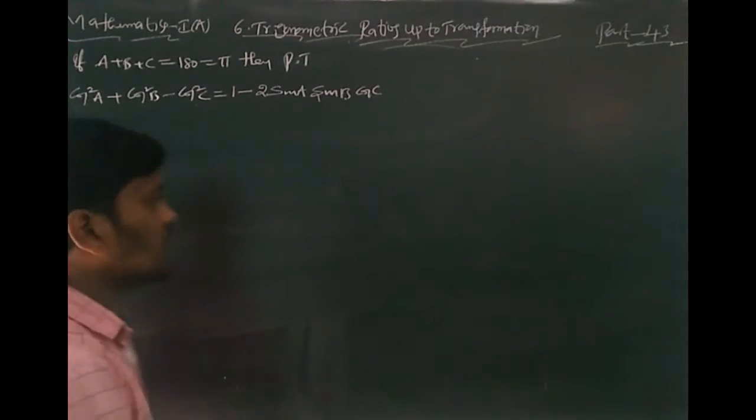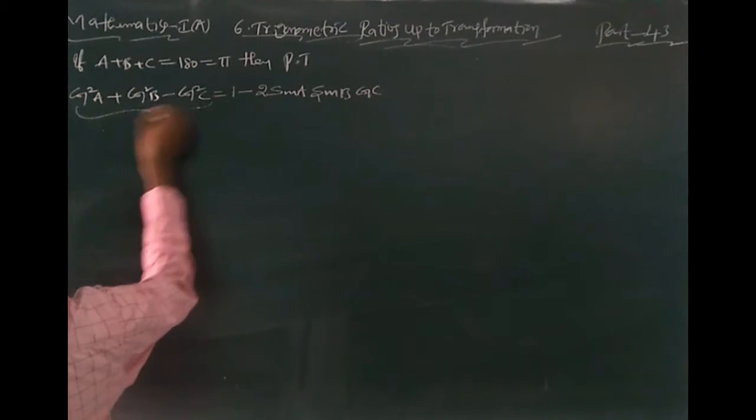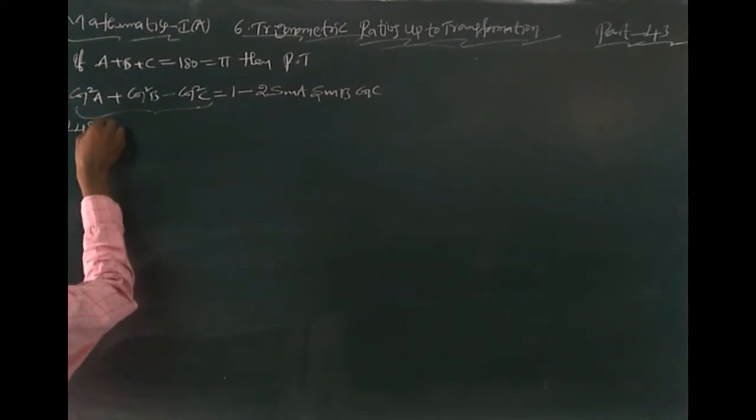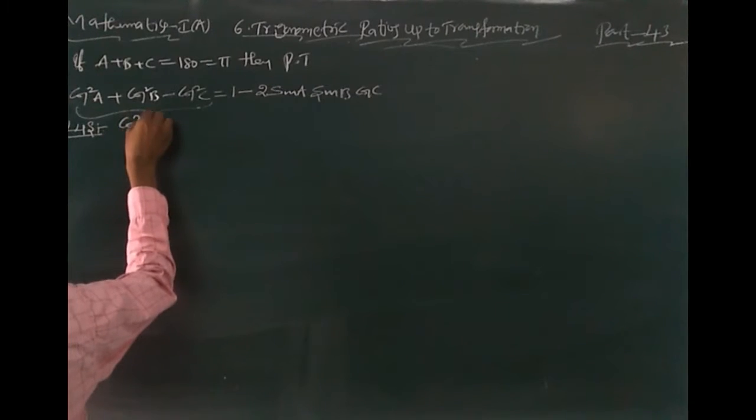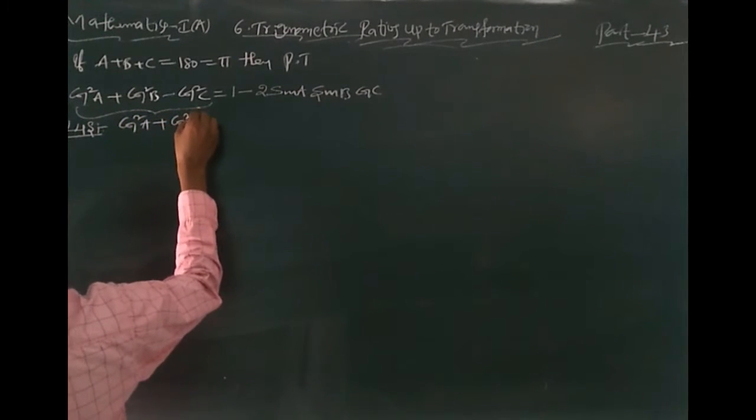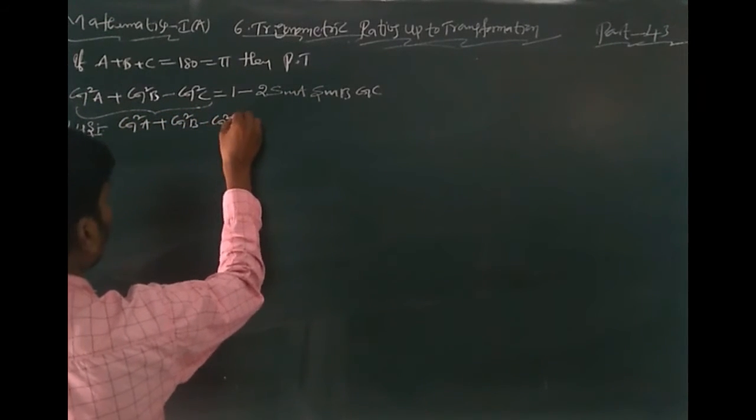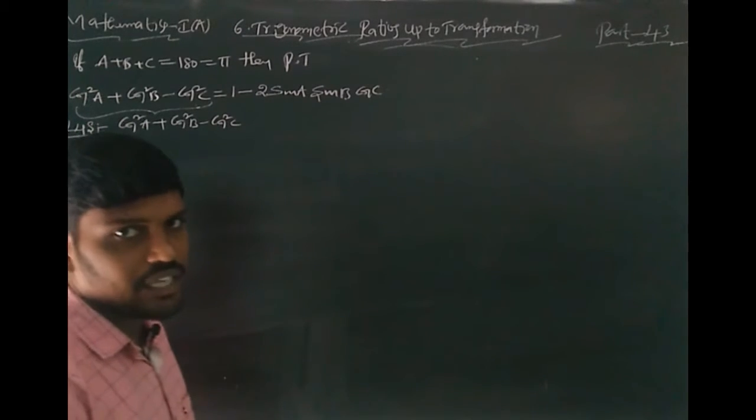First of all, we have to take the LHS part. What is the LHS part? The LHS part is cos square A plus cos square B minus cos square C. This one is the LHS part.